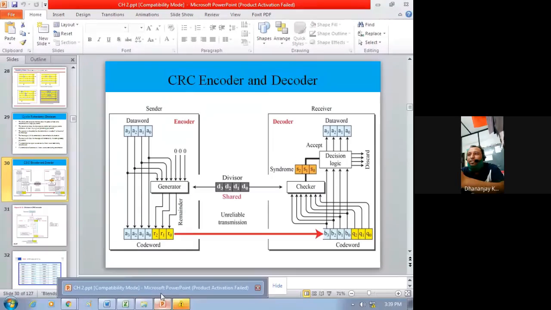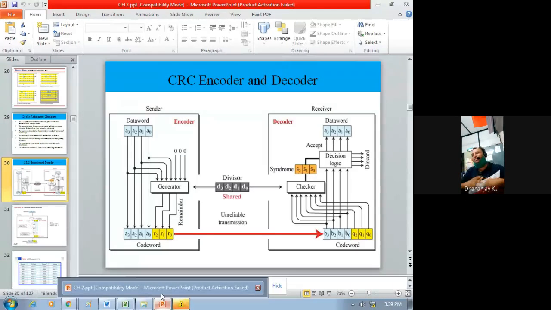But other than CRC, what different error detection mechanisms have we seen? We have seen parity check and simple parity check, and then next was two-dimensional parity check. Correct. So simple parity check and two-dimensional parity check. But what was the problem with earlier two methods?